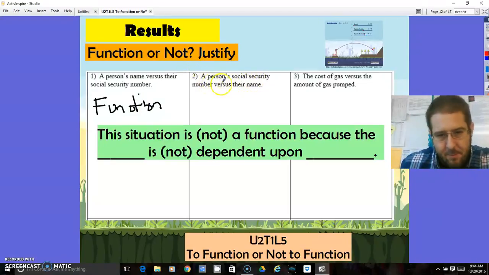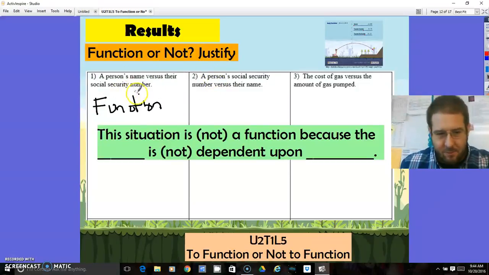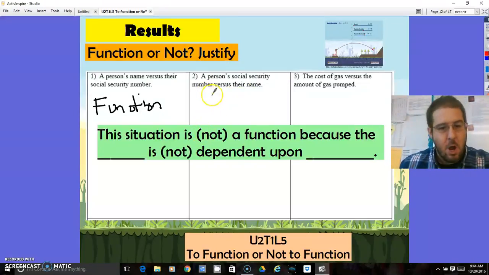A person's social security number versus their name. Okay, so that's kind of the same question, but I am now forgetting the fact that that's what threw me off in the first question: a functional statement is always the dependent is a function of the independent. So a person's social security number versus their name means that the social security number is the dependent and the name is the independent. So if the independent is the name, can a name only have one social security number? No. So this one is not a function.